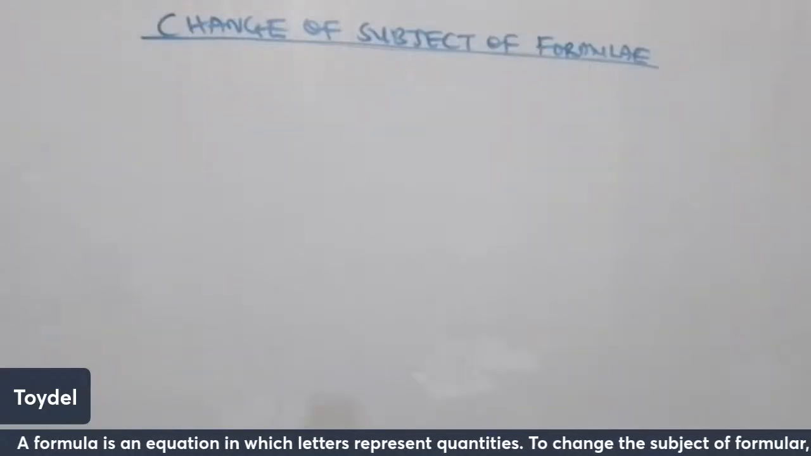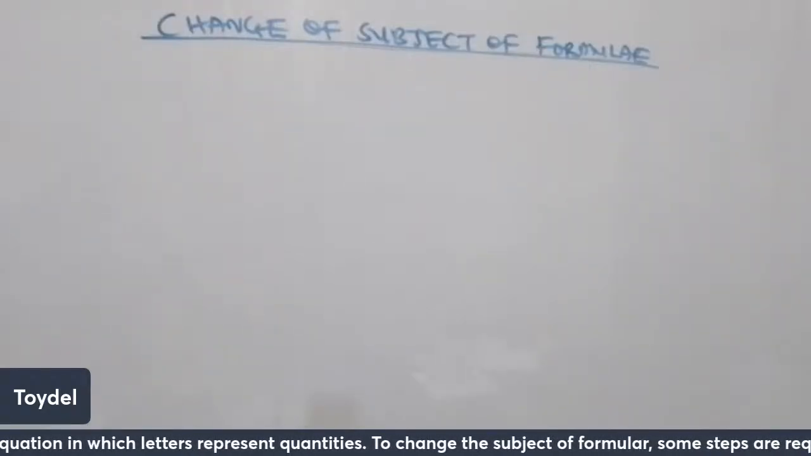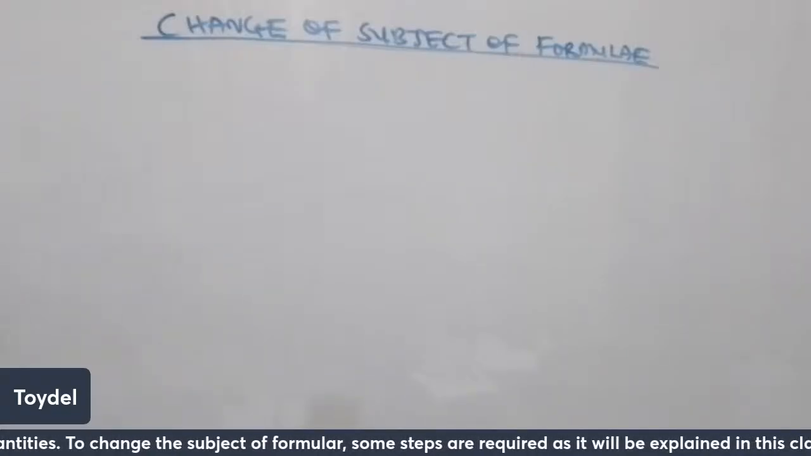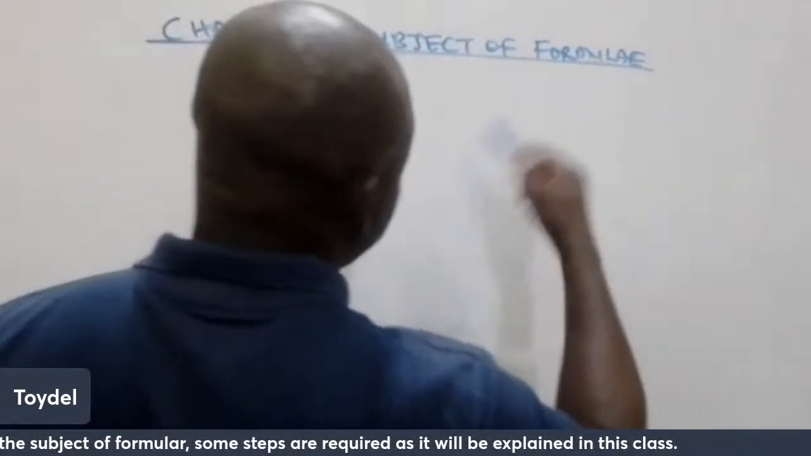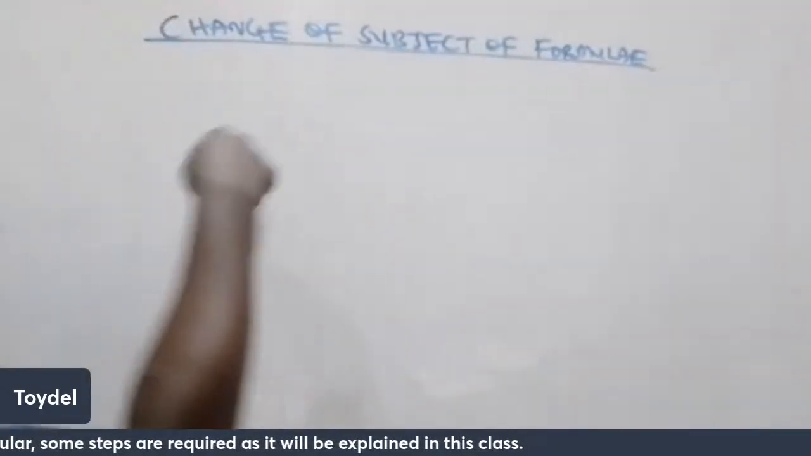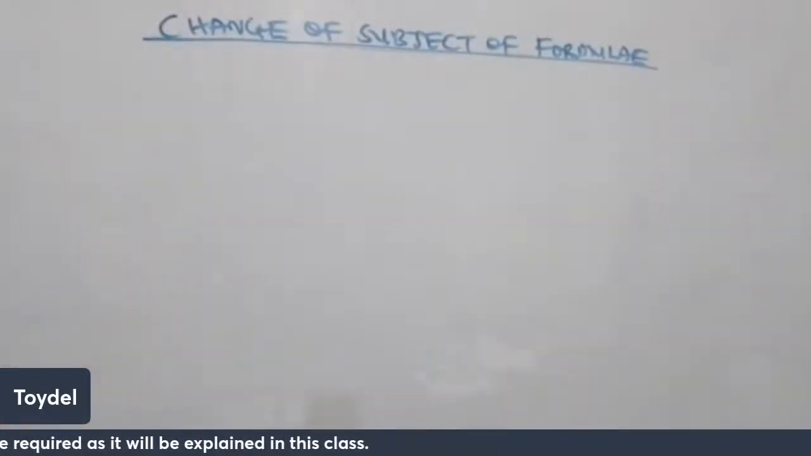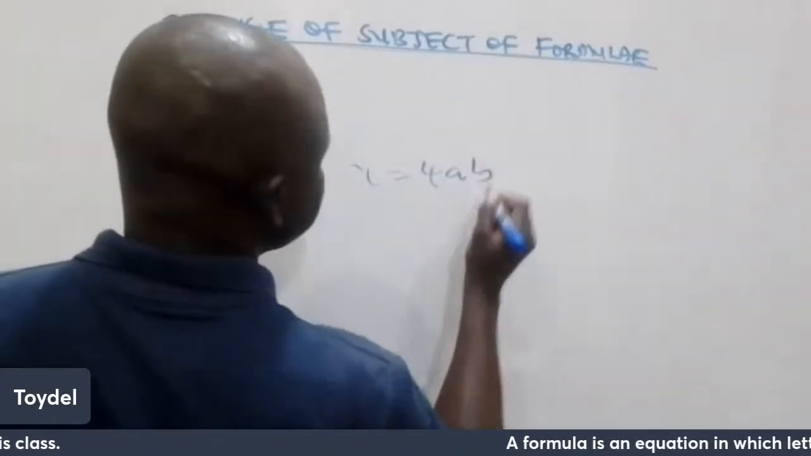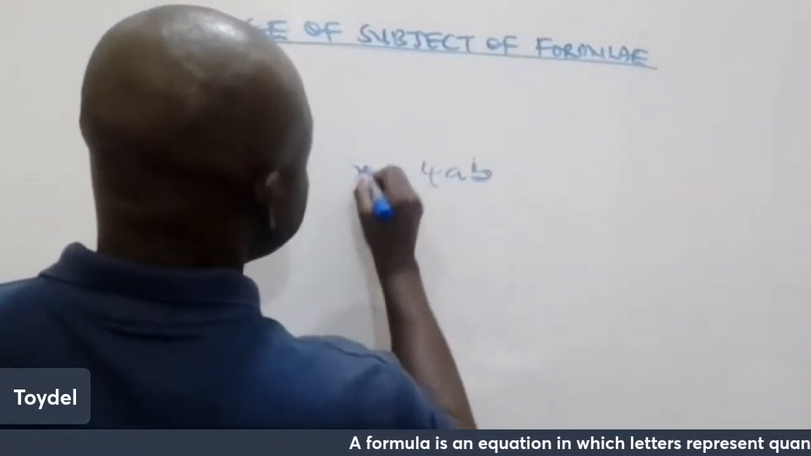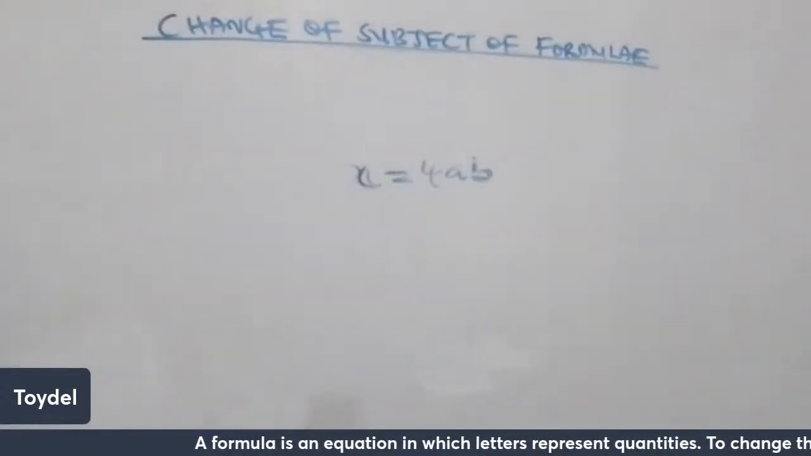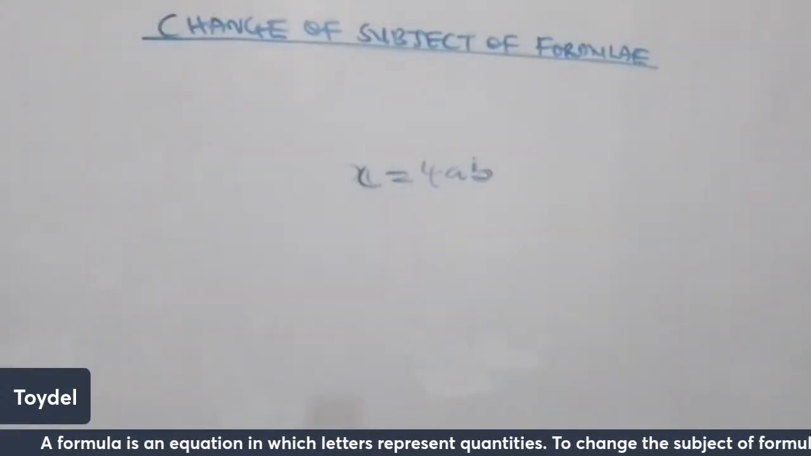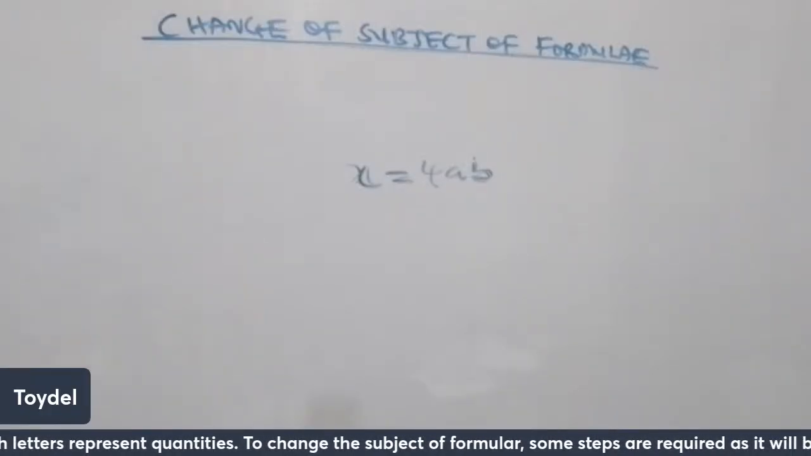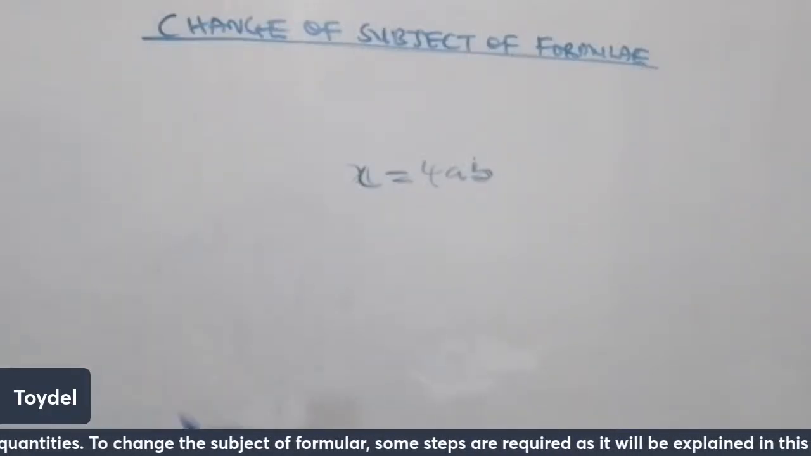Then if we have more than one term containing the subject of the formula, we take it out of the bracket. For instance, we have to make x the subject of the formula. Let's say we have x is equal to 4ab. If you have to make b the subject of the formula, then we do everything humanly possible to transfer every other thing to the left hand side, so that we have only b at the right hand side.